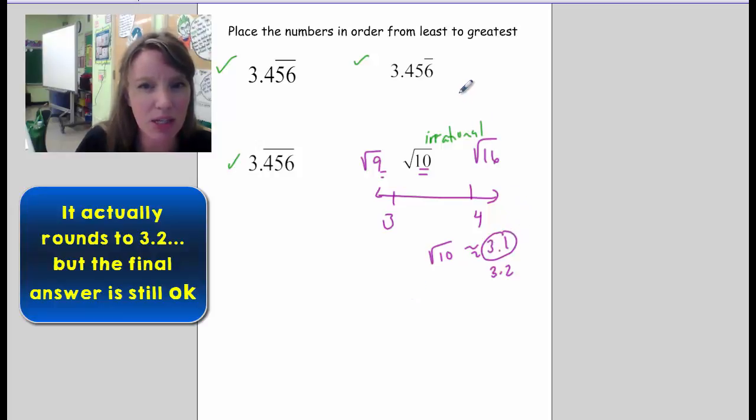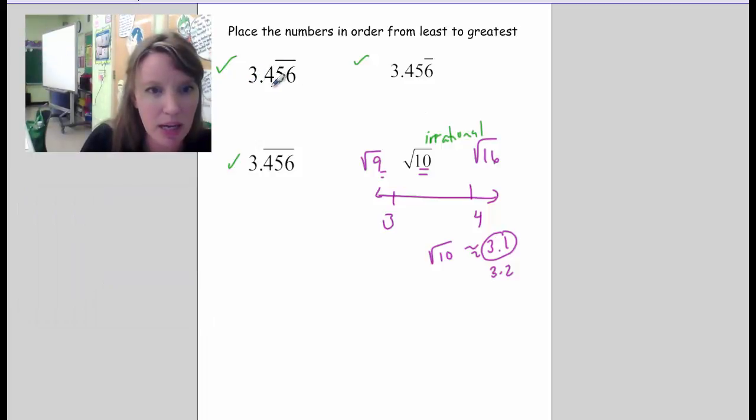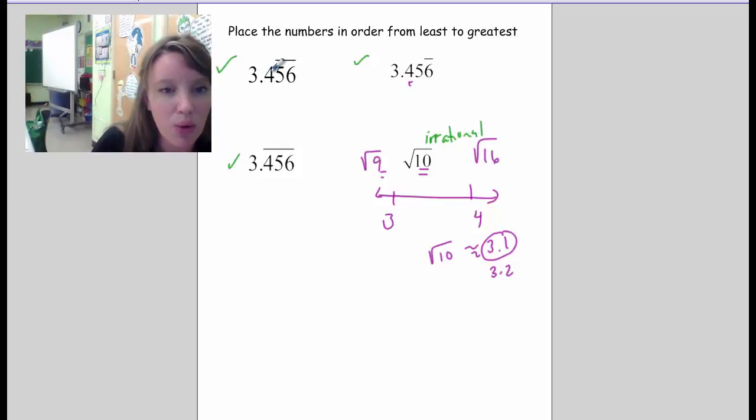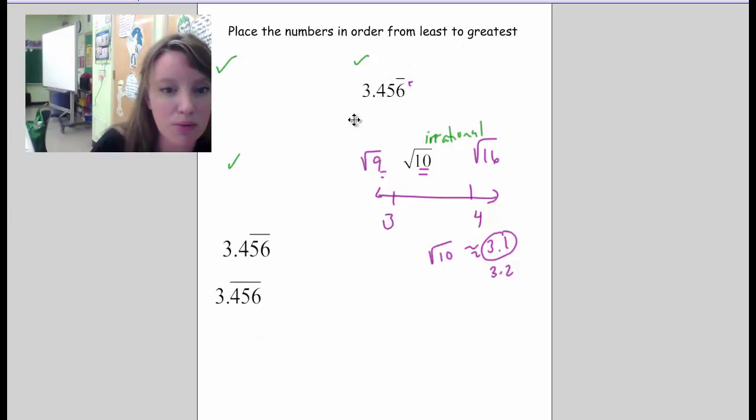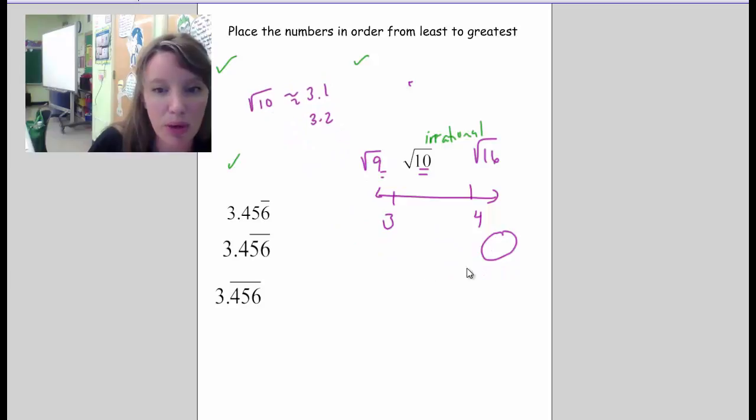That's going to be enough to get us where we're going, because I can see already that the tenths place in all of these numbers is a 4. So I already know that the square root of 10 is going to be the smallest one. Now in order to compare these, let's put them down here. I'm going to write them out. Right now I know that the square root of 10 is about 3.1. Let's take this away so I can use this space here.